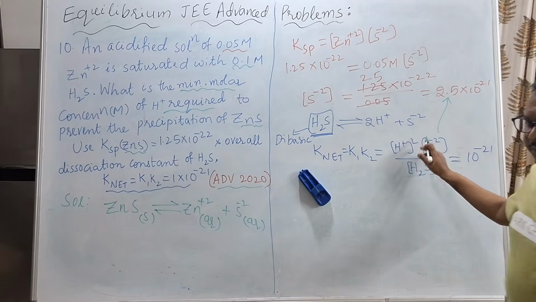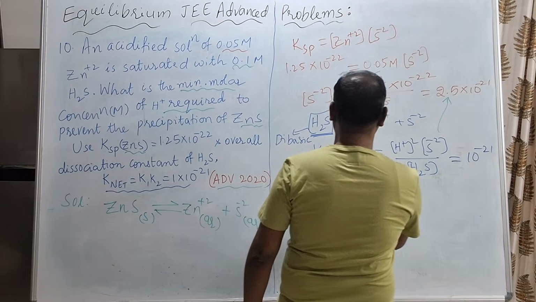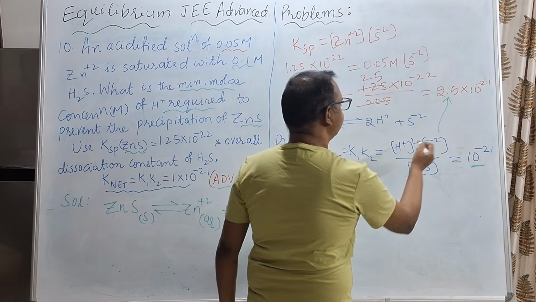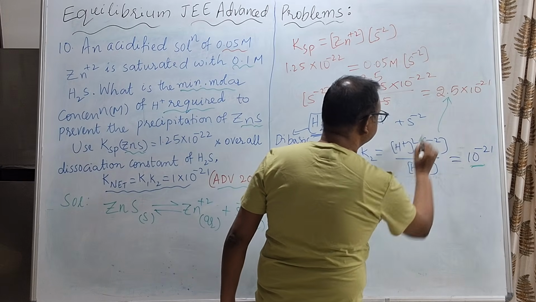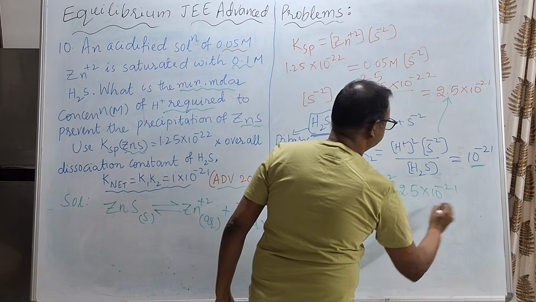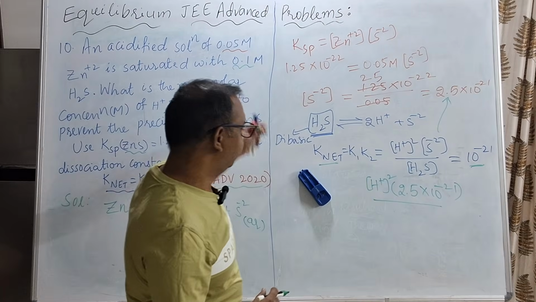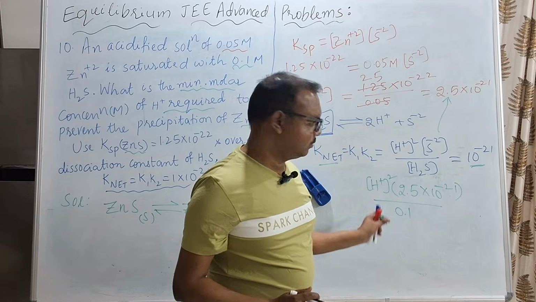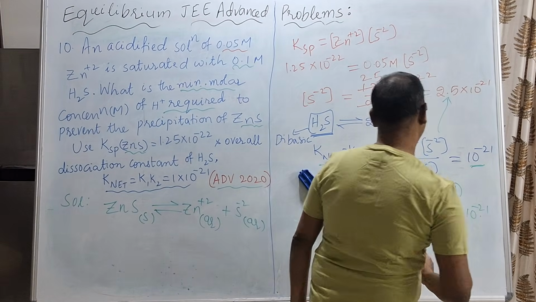Here we got it already. You just observe this, 2.5 into 10 power minus 21, right? And Knet already we got here, 10 power minus 21. We know that very well. Therefore, substituting all the values, H plus square into 2.5 into 10 power minus 21 by H2S concentration is given 0.1. Already I have shown that. Is that clear? You just observe that the values equal to 10 power minus 21.